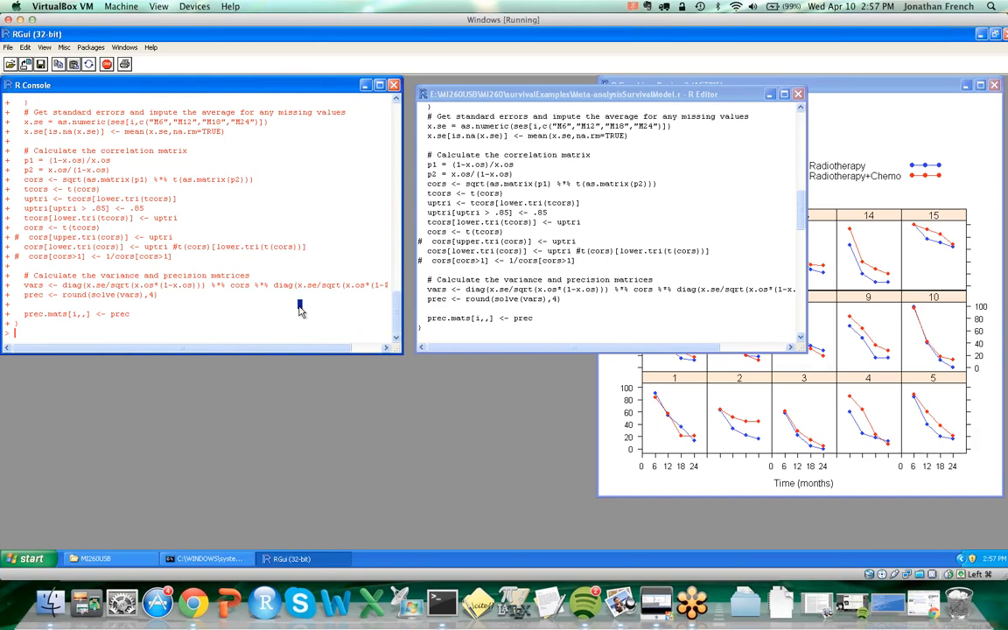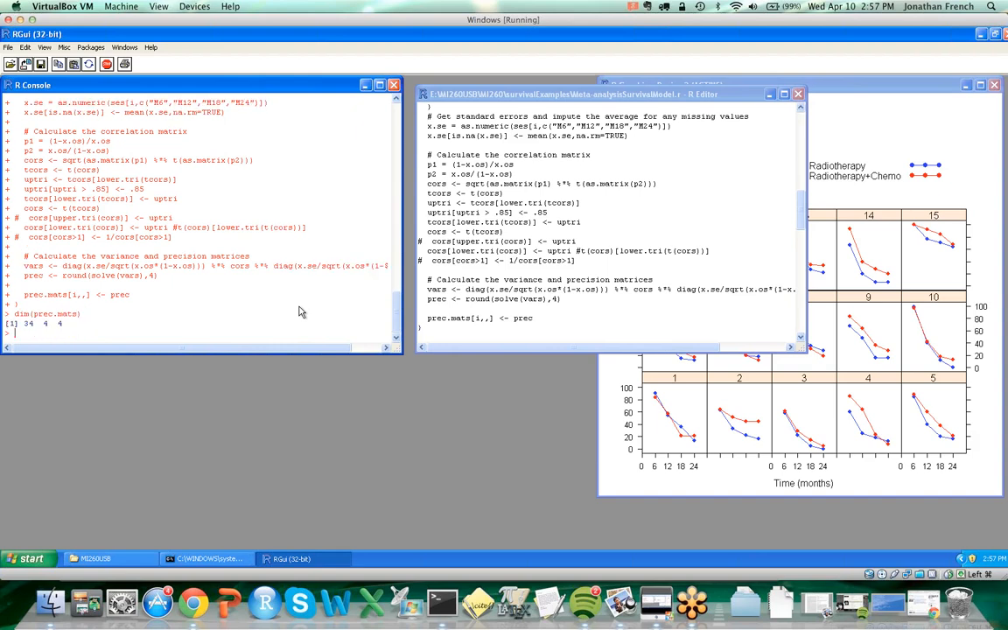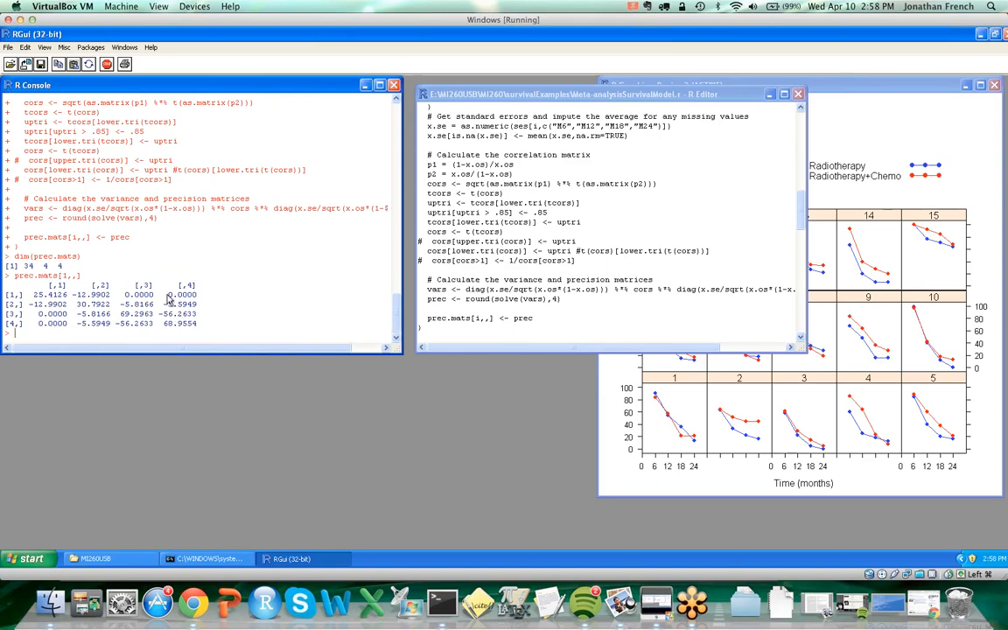And so if we were to look at prec.mats, if we look at the dimension of that first, we see that it's an array that is 34 by 4 by 4. And so we have 34 treatment arms, and each treatment arm is a 4 by 4 matrix. So if we want to look at the precision matrix for the first treatment arm, we would look at something like that, and it looks like this.